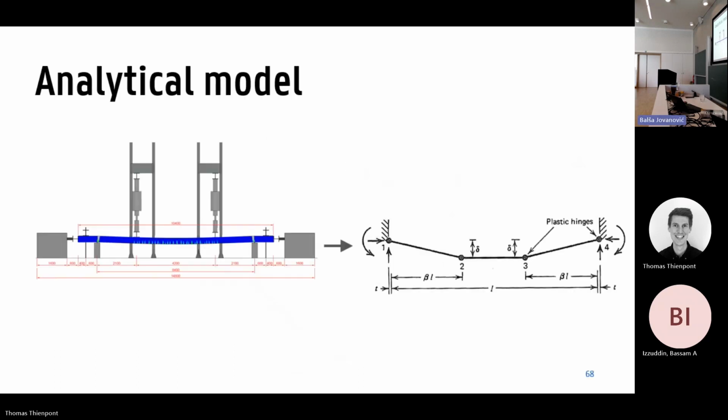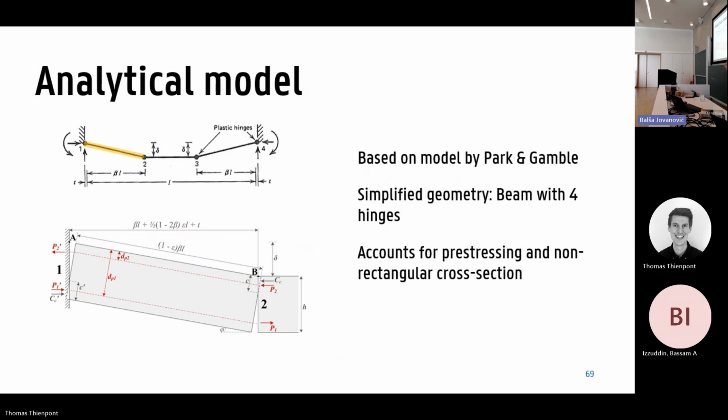So basically, we take the geometry and we take a very simplified model, as shown on the slide. Basically, we get 3 linear parts and then 4 plastic hinges. And based on a model that was proposed by Park and Gamble in 2000, we adapted it a little bit. And we're also able to quantify the capacity of a restrained hollow core slab.